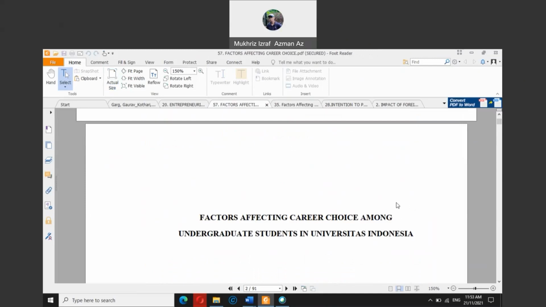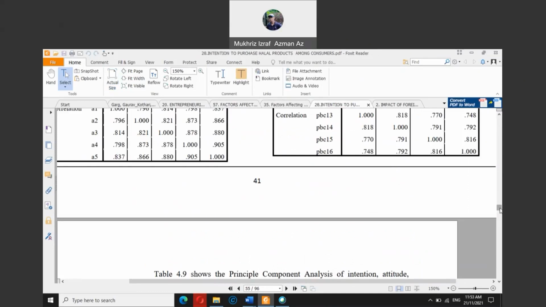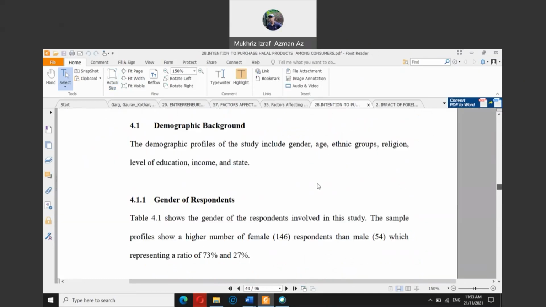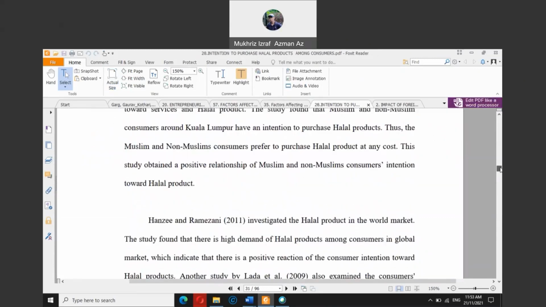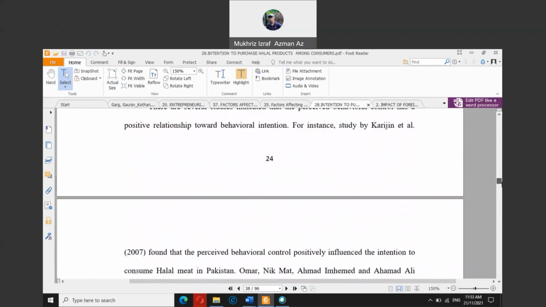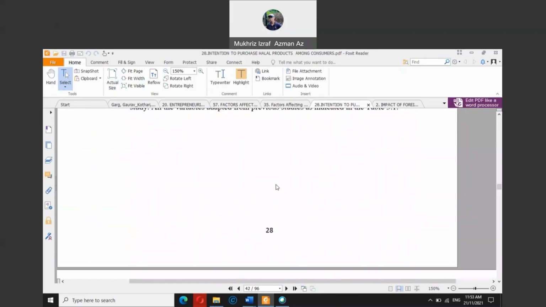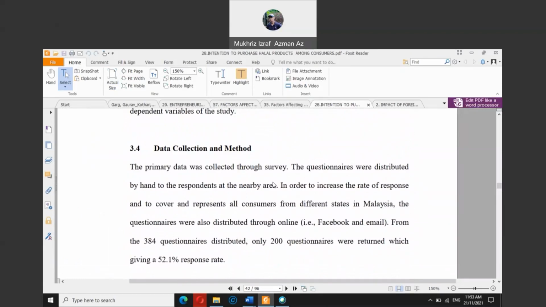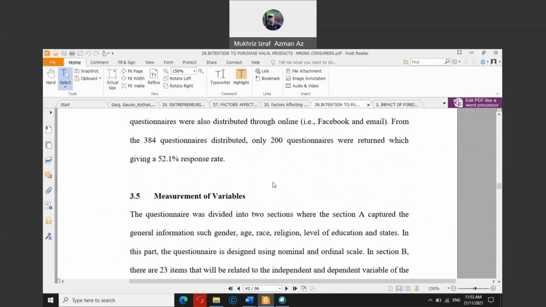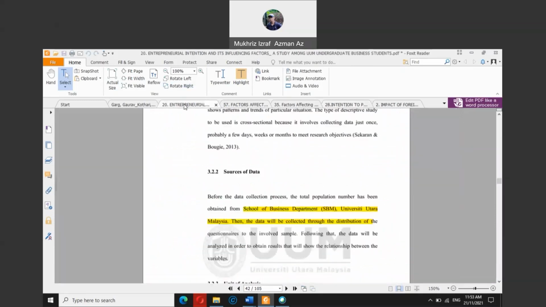So if you are taking respondents from UUM, I think thesis number 35, number 28, the samples do come from students, if I'm not mistaken. Let me check. Data collection. Okay, so this is not. Yeah, so I got confused. Also, this is number 20 on entrepreneurial intention.